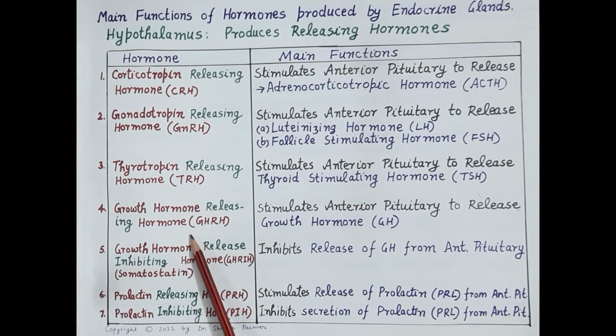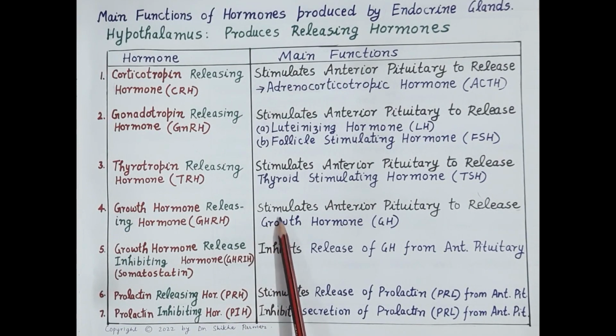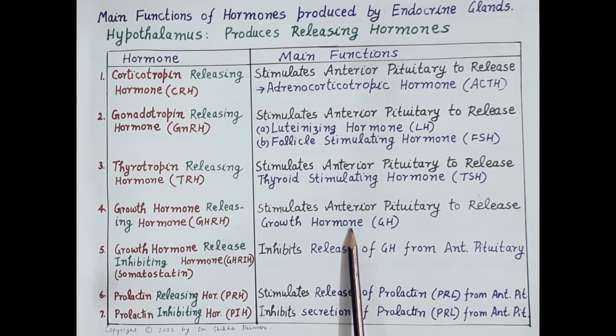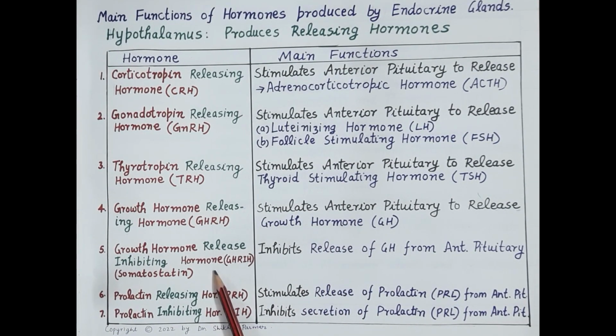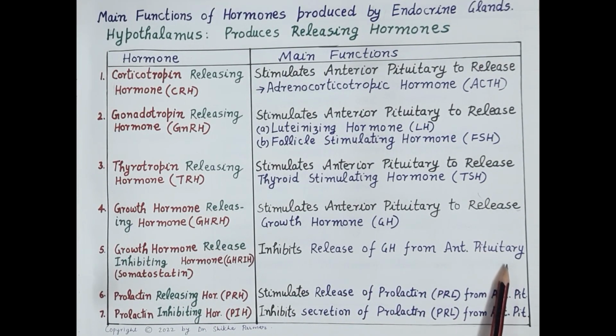Now growth hormone releasing hormone GHRH produced by the hypothalamus stimulates anterior pituitary to release growth hormone, which is responsible for the growth of entire body. Then growth hormone release inhibiting hormone, which is also termed as somatostatin, produced by the hypothalamus, inhibits release of growth hormone from the anterior pituitary.